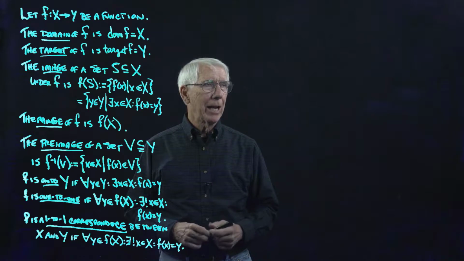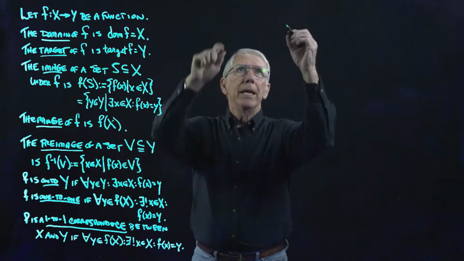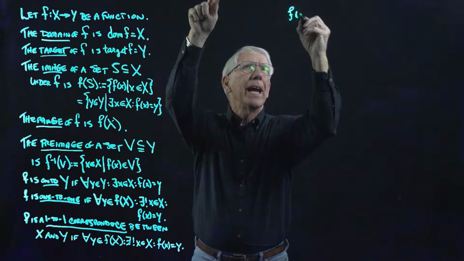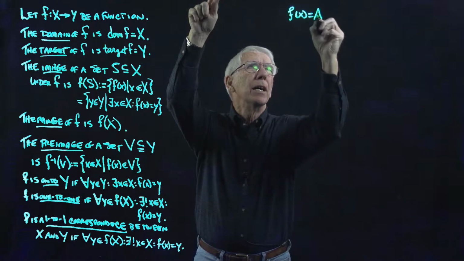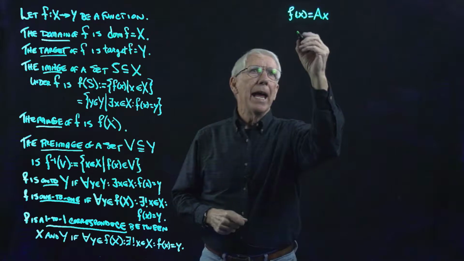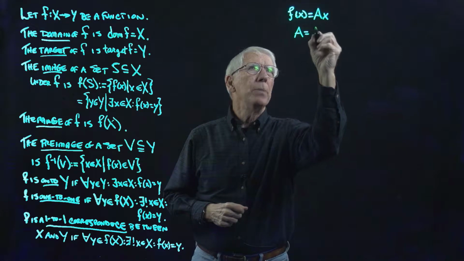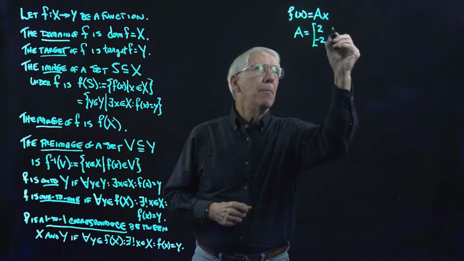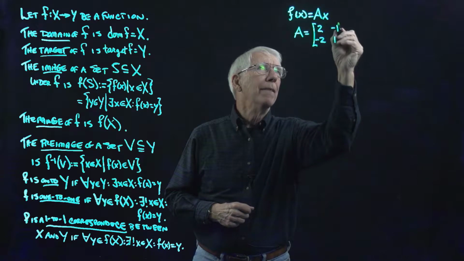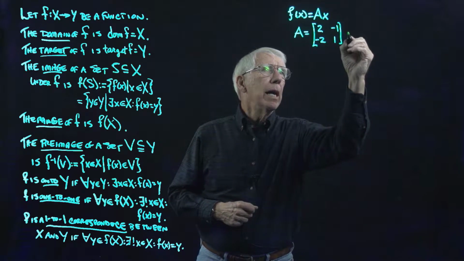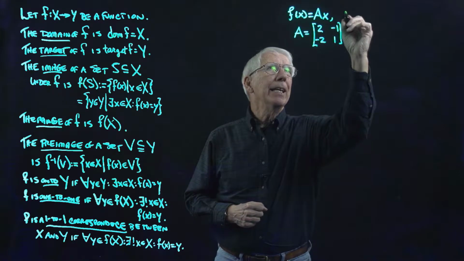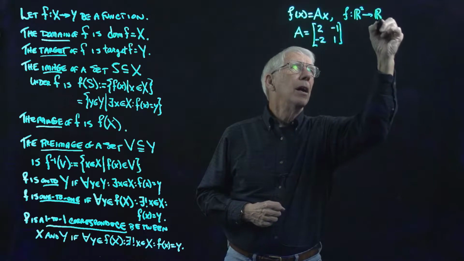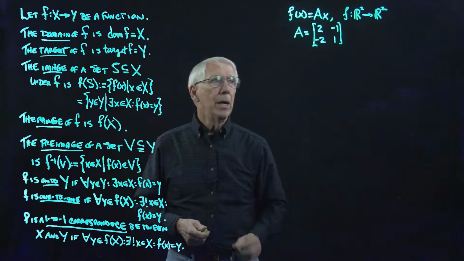Okay, so now we're back for our last example. And so let's again have a function where we have f of x equals the matrix A times x. And we're going to have A now be [[2, -2], [-1, 1]]. And so, again, we can see that f is mapping from R2 into R2 because it's a 2 by 2 matrix.